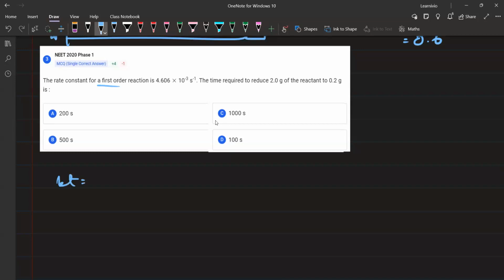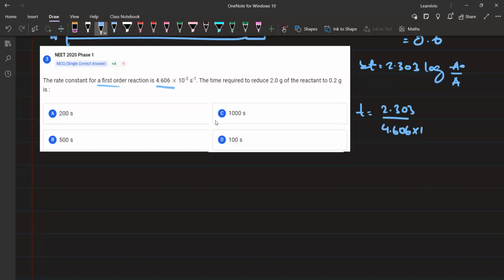So KT is equal to, wait a second, यहाँ से start करते हैं. KT is equal to 2.303 log A naught by A. So they're asking time. Time will be equal to 2.303 divided by the K. K is 4.606 into 10 to the power minus 3. Log of A naught by A. A naught is 2. A is, we are going from 2 to 0.2. So this will be 10 and 2.303 into 2 and 10 to the power minus 3 will go above. T will be equal to 1000.